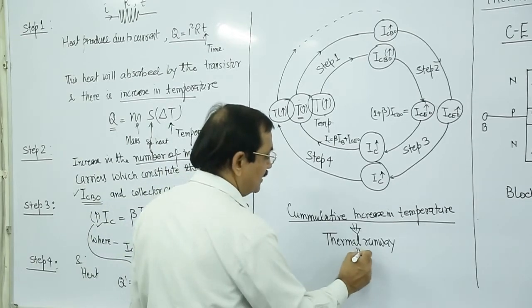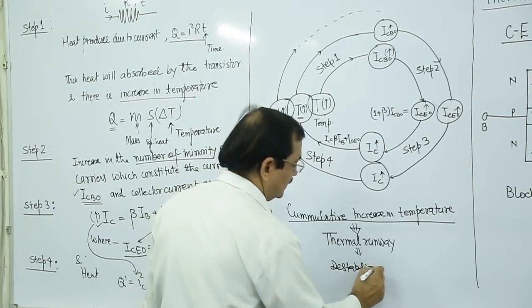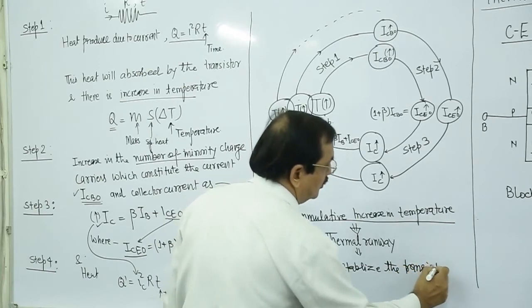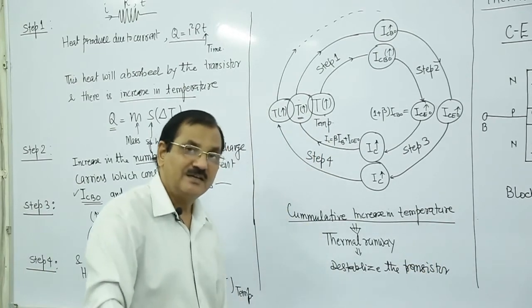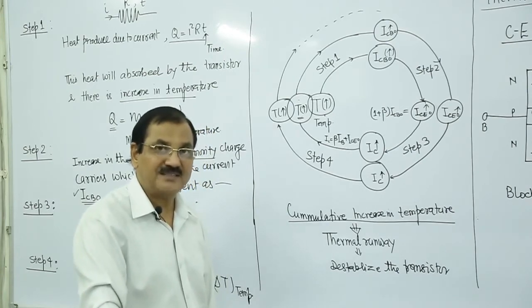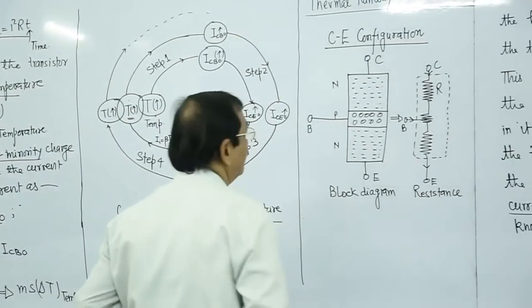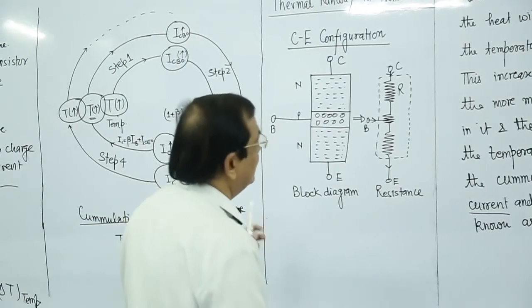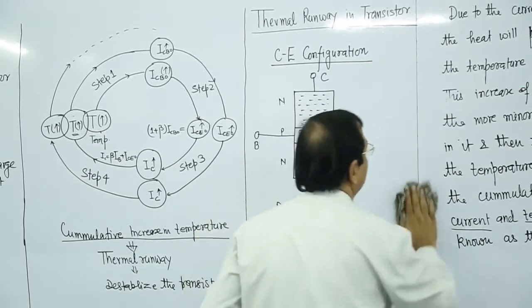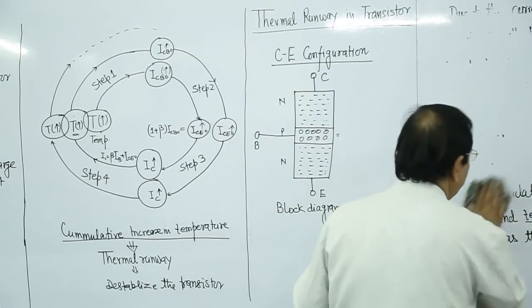What is the impact? Thermal runaway will destabilize the transistor. So how can we stabilize it? How can the operating point be fixed? So let us consider one circuit of the transistor that is sketched this way. In case of common emitter configuration, let us see the example.